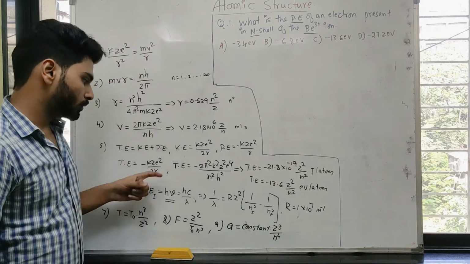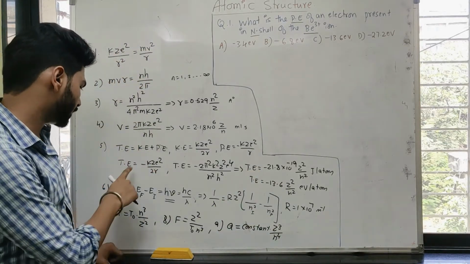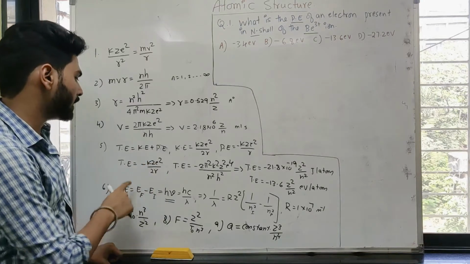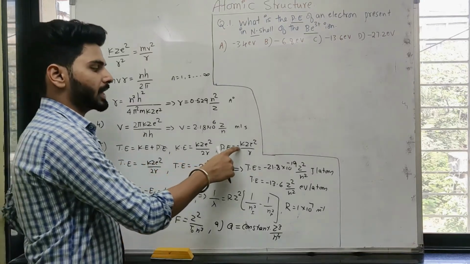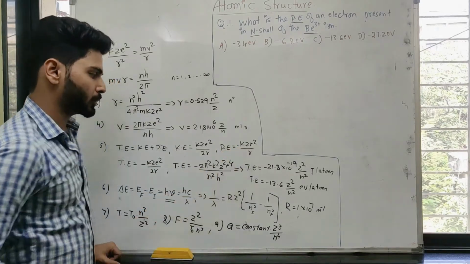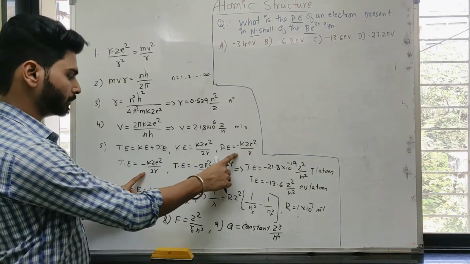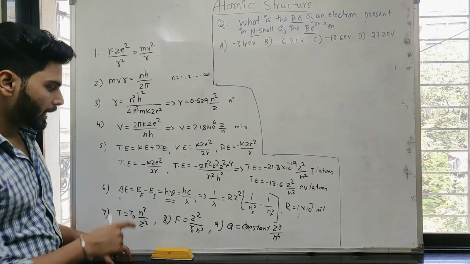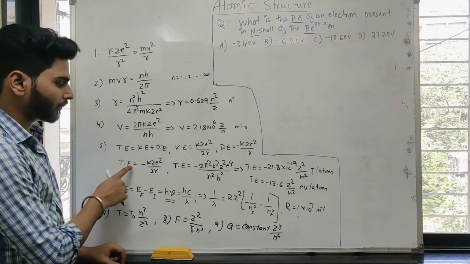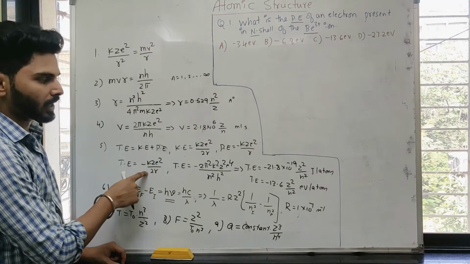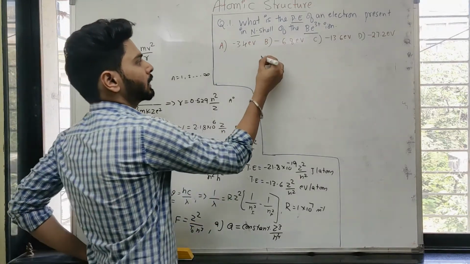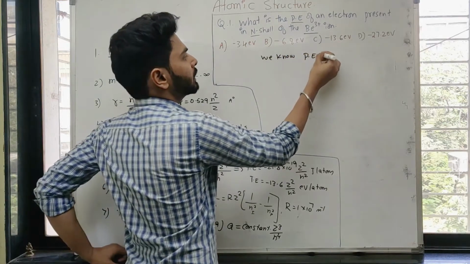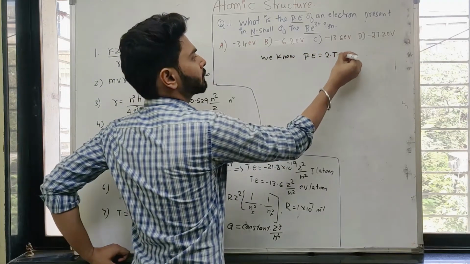But we also know that total energy is equal to minus kZe square divided by 2r, and potential energy is minus kZe square divided by r. If you look at these two equations, you can see the only extra thing is this 2. If I take this to this side, then this whole thing becomes potential energy. That means potential energy is 2 times total energy.